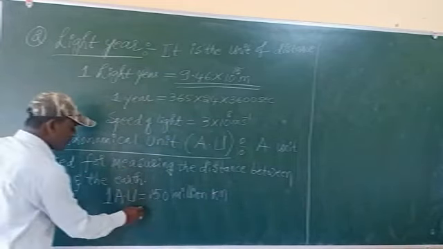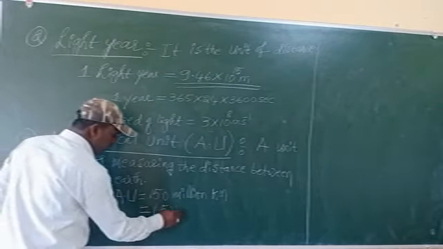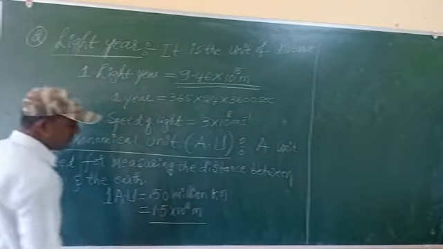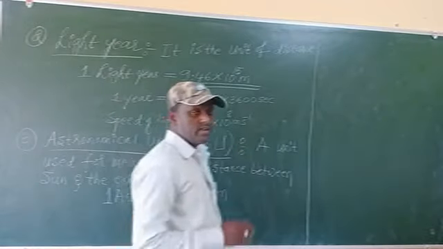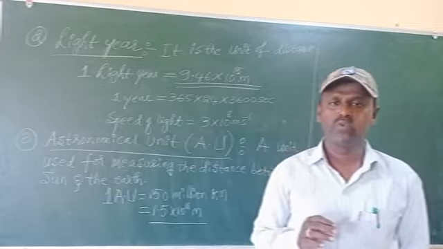So when you substitute all the things here, it is 1.5 into 10 to the power of 11 meter. This is the distance of the sun from the earth.